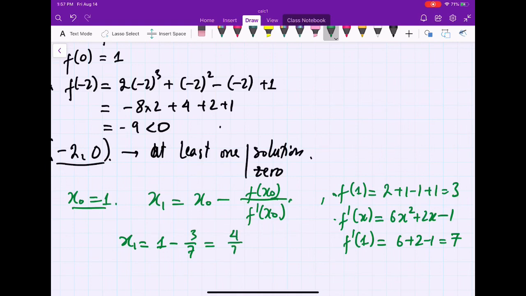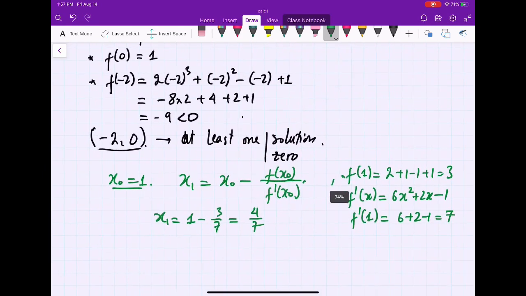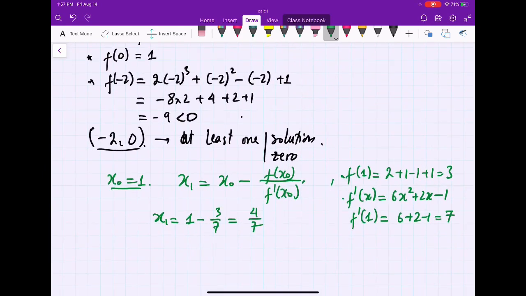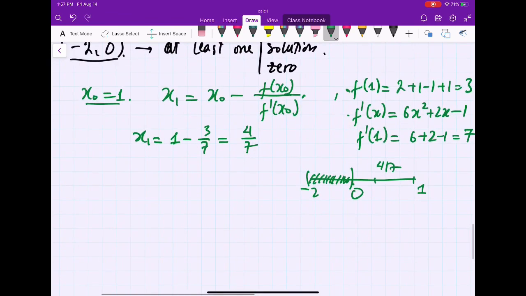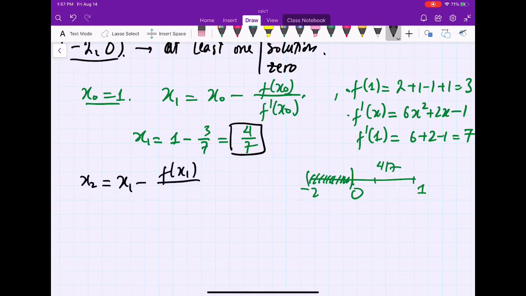So I have 4 over 7. Agree? So it is closer already to the interval, right? You see, from 1 here, you move to 4 over 7, and our interval is 0 and -2. So our solution should be around here. All right, let's do one more iteration. That is your x1. Let's move to x2. x2 is x1 minus f of x1 divided by the derivative at x1.